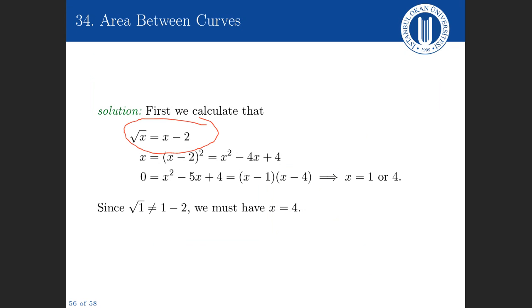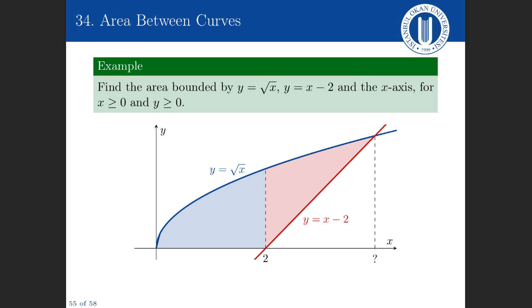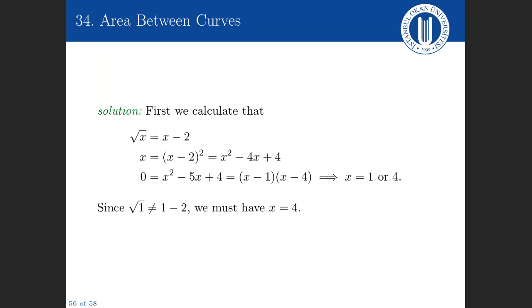They cross when the square root of x is equal to x minus 2. This equation gives us 1 or 4. Go back to the picture. 2 is just here. So what is this number? Is this 1 or is this 4? Common sense says this must be 4. In terms of the equations, if we use the number 1, square root of 1 is 1, but 1 minus 2 is not 1. So it can't be 1, it must be 4.